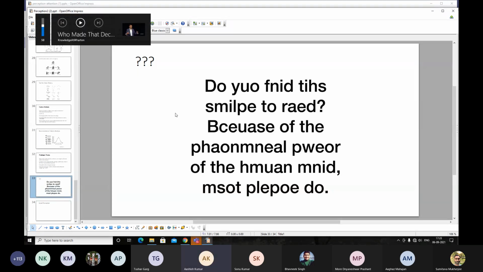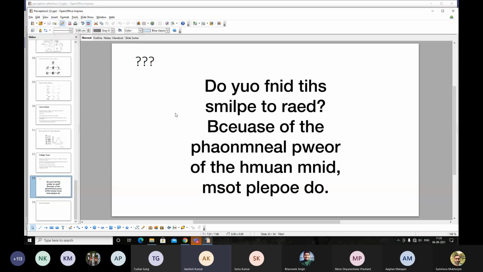Sir, I guess prototype theory. From the prototype theory we are able to read, because there are certain errors which our mind thinks are all right, we can read. So according to me, it is prototype theory. Okay. Anybody agrees or disagrees?